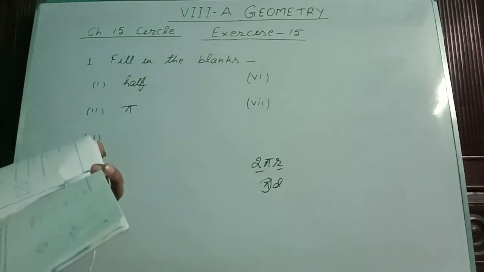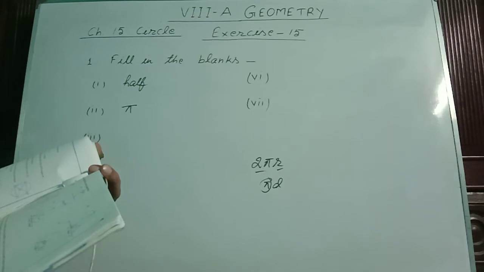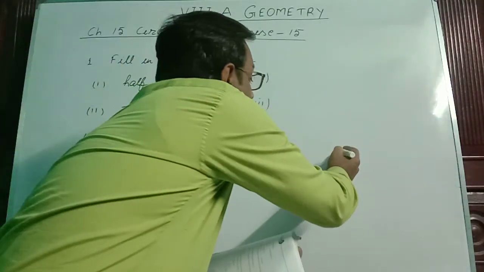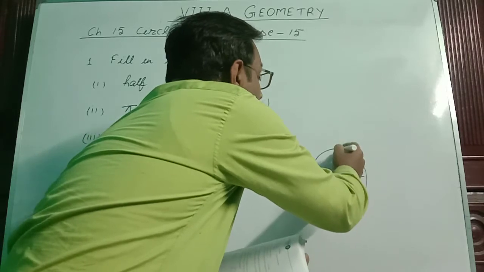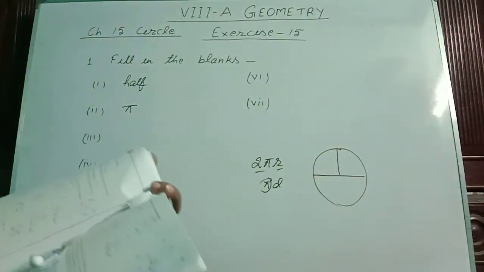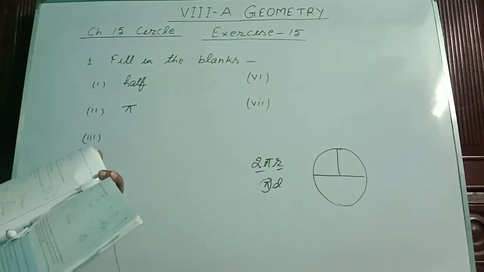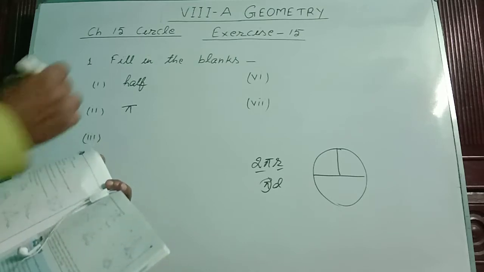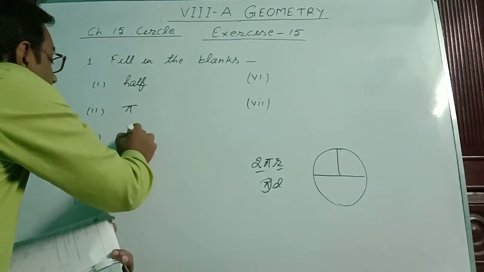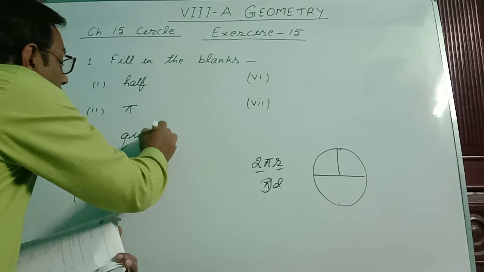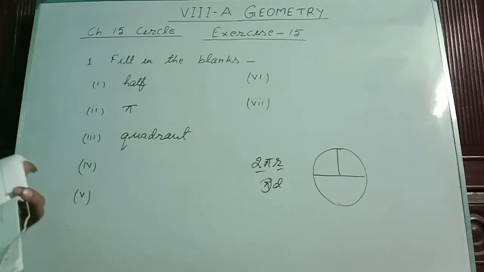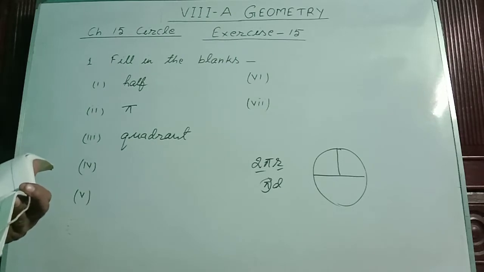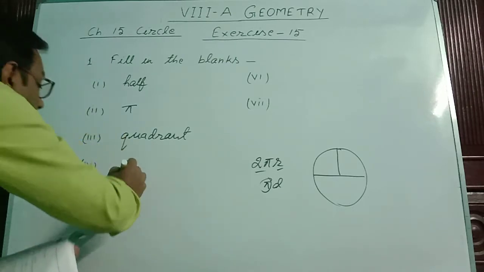Roman number 3, a dash is a half of semicircle. This is semicircle, and half of semicircle is called quadrant. So a dash is a half of semicircle, that is quadrant. Roman number 4, the center of two or more concentric circles are same.